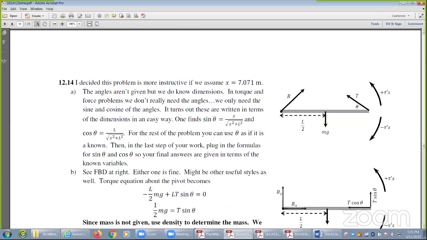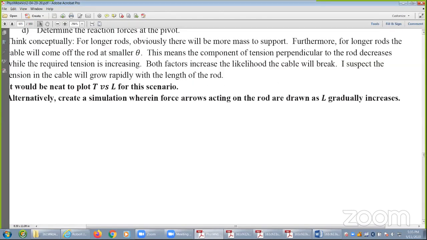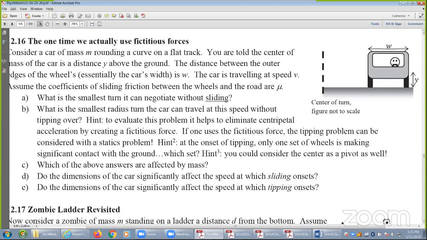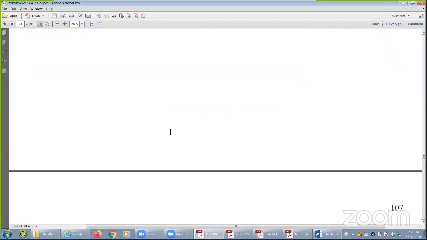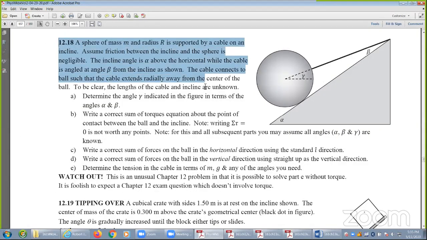Oops, am I in the wrong one? That one's a good one here. 12.15 is a classic. Make sure you do that one at home. It's probably been a while since you did a ladder problem. So, ooh, 12.16 is fun. We'll make sure we do that before we quit today. This one. Let me make this a little bit smaller here. All right. So let's take a look at 12.18.